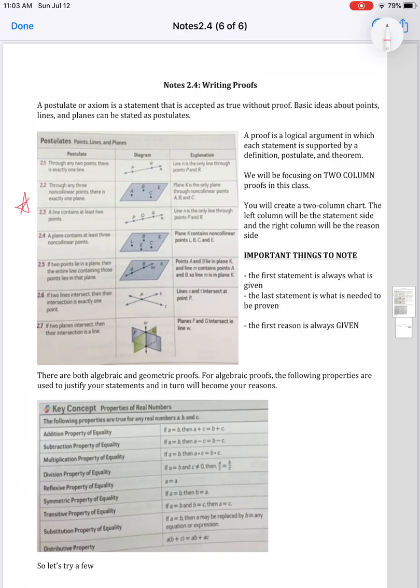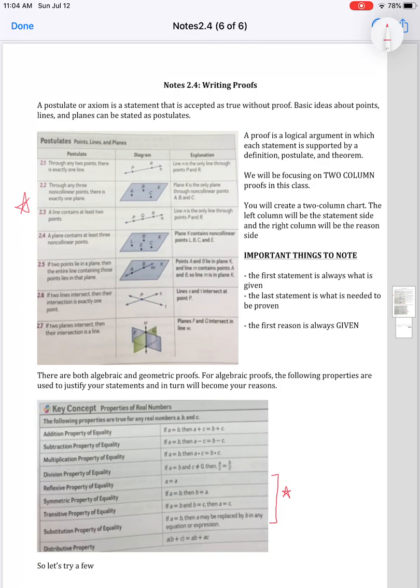So what we're going to do is start out with the algebraic proofs first before we add the geometric ones in the next section. So there are both algebraic and geometric proofs. For algebraic proofs, the following properties are used to justify. These are all properties from Algebra 1. We have the addition property of equality, subtraction, multiplication, division, reflexive, symmetric, transitive, substitution, and distribution. I would say these are the most popular, in terms of you're going to see them often. But for right now with the algebraic proofs, you're going to see a lot of the operations above, in terms of adding, subtracting, multiplying, and dividing.